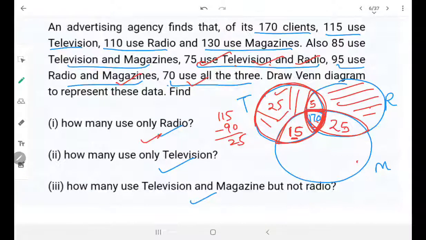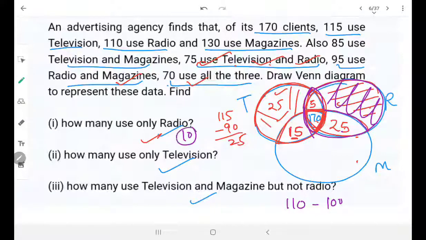So radio only is the first question. Radio is 110, so subtract this value from 110, because 110 is this total, but we just need to find out this part. So 110 minus 25 plus 5, 30, 30 plus 70, 100, minus 100. So 10 people are there only. Only television, 25.